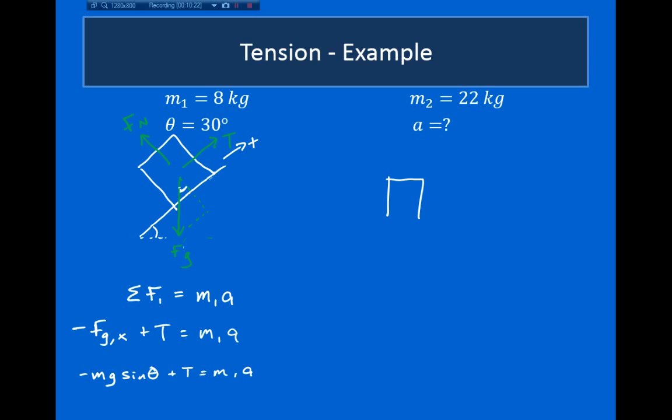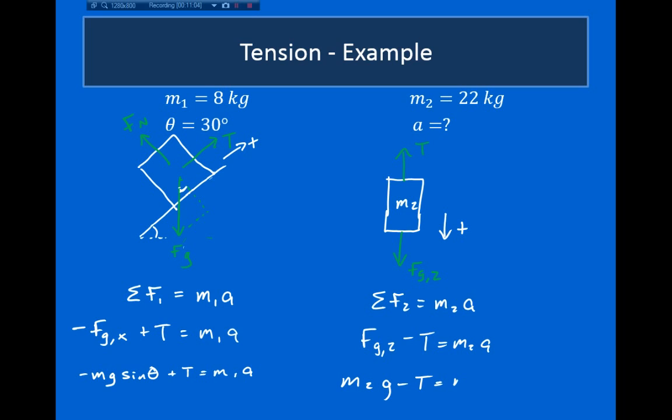Likewise, we have the other mass, m2, and there's only two forces acting on this. There's the tension that pulls up on the mass, and then there's the force due to gravity that's pulling down. So if we sum up the forces acting on mass 2, again this has to equal m2 times a. So again the down now is the positive direction, so we have plus the force due to gravity on box 2 minus tension is equal to m2 times a, or m2g minus tension is equal to m2a.